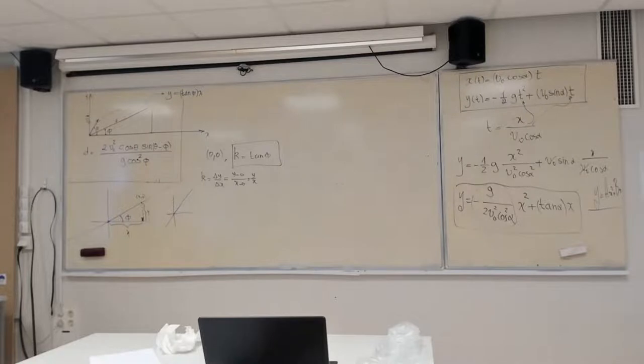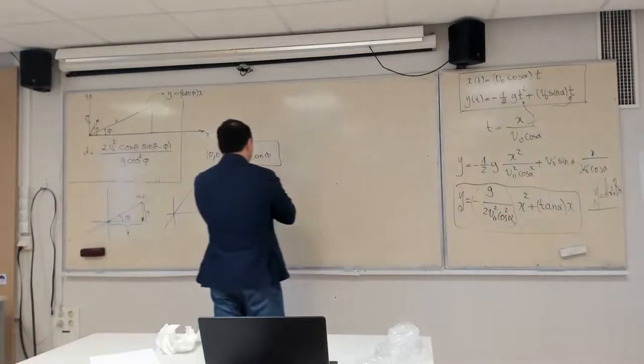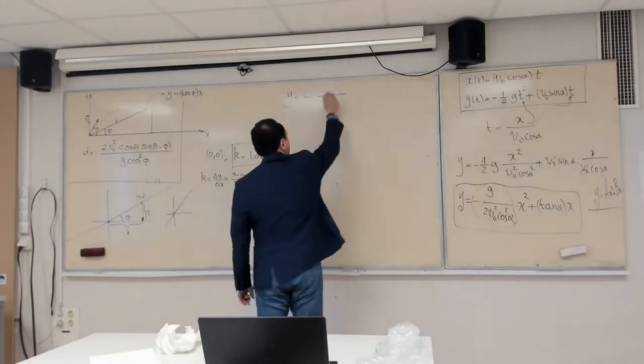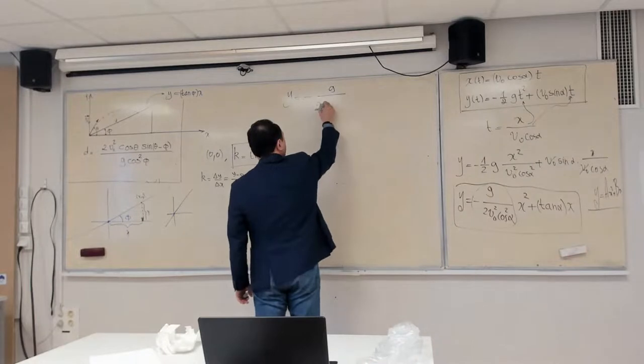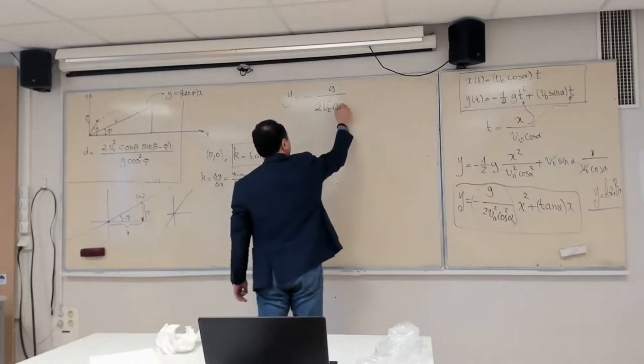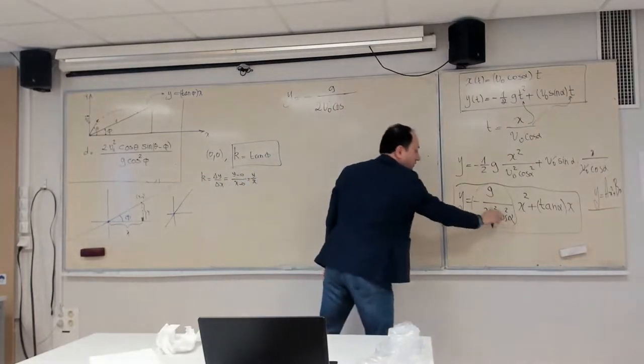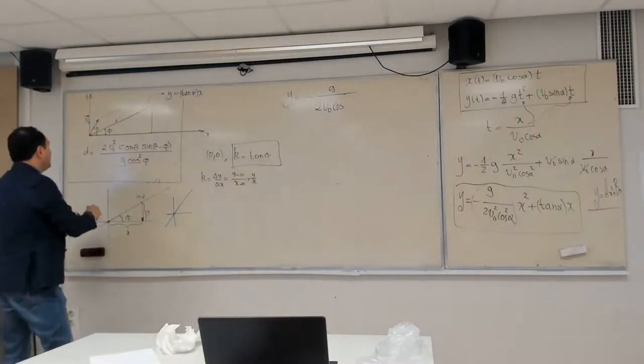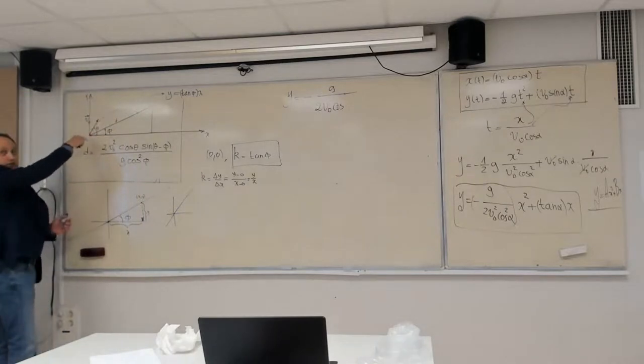Same as before, except instead of alpha, we use theta. Yes. So the trajectory. Let me write. The trajectory of that is what? Minus g divided by 2. V node is the same V node here. But instead of alpha, which was the angle with the horizontal, the angle between the initial velocity and the horizontal, that angle here in this problem is theta.